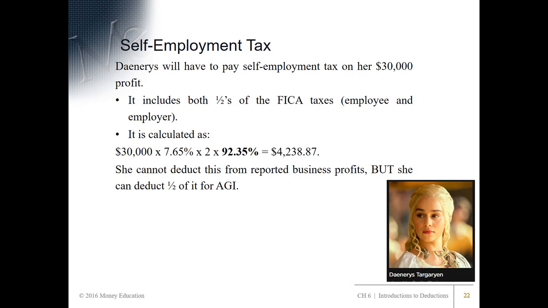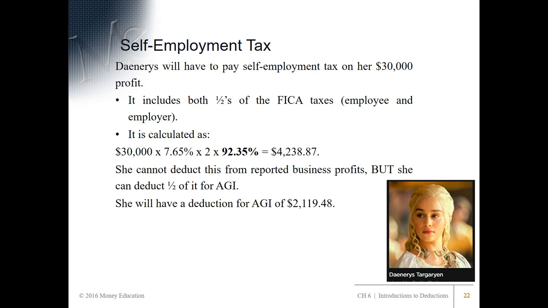What's the significance? What's the difference, really, if she can deduct half of it for AGI? Would that be any different from deducting half of it from business income? Well, yes, it would. If she could deduct it from business income, it would actually decrease the self-employment tax, but that's not the way it works.